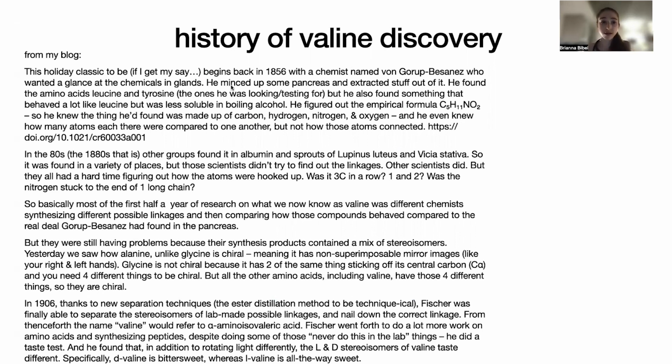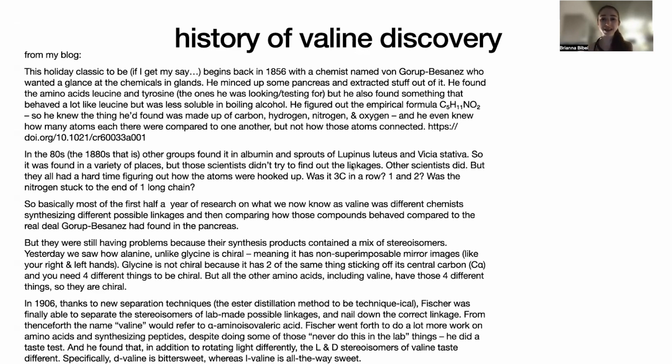Some of the amino acids were known at this point, but not valine. He found leucine and tyrosine, and he found something that acted a lot like leucine, but it didn't act exactly the same as leucine, and he wasn't exactly sure what it was. He figured out the empirical formula, so basically how many carbons per hydrogen, per nitrogen, per oxygen, whatever. And so he knew how many there were per molecule compared to one another, but he didn't know how they were connected.